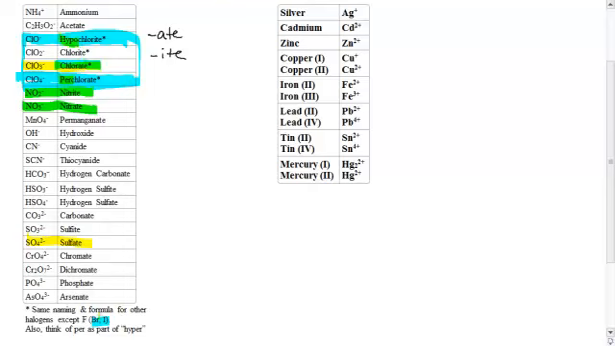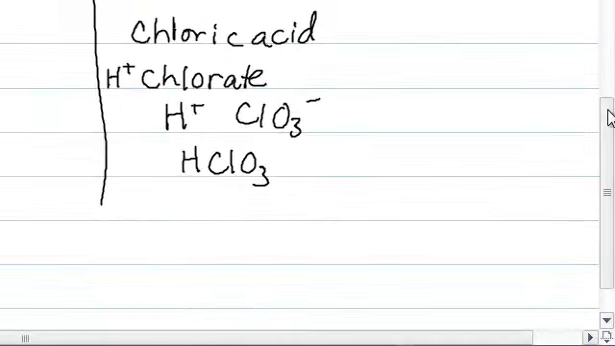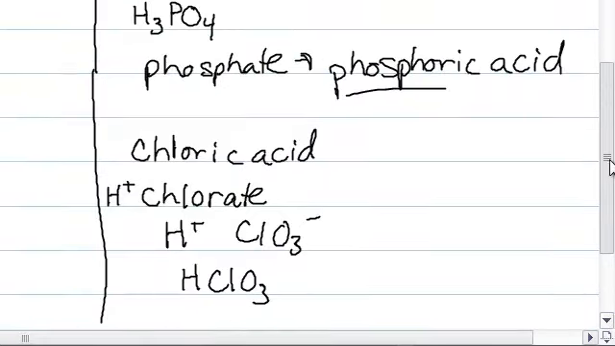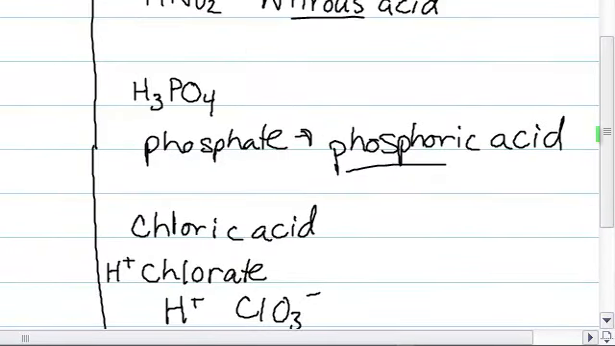Same thing if we have bromine in there instead of chlorine, it'd be hypobromous acid instead of hypochlorous acid, or perbromic acid versus bromic acid. We will continue more examples of these in class, but those are the basic rules for naming and writing formulas for acids.